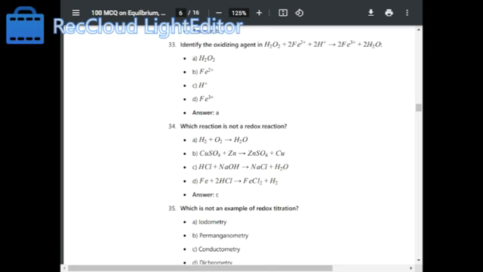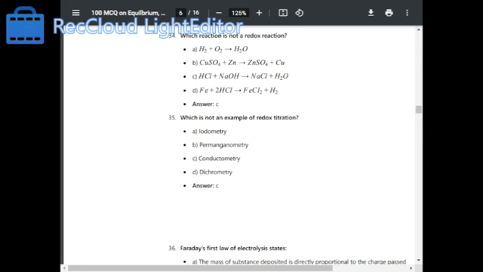Question number 34. Which reaction is not a redox reaction? Option A, H2 + O2 = H2O. Option B, CuSO4 + Zn = ZnSO4 + Cu. C, HCl + NaOH = NaCl + H2O. D, Fe + 2HCl = FeCl2 + H2. The correct answer is C. It is not a redox reaction. That is, HCl + NaOH = NaCl + H2O is not a redox reaction.